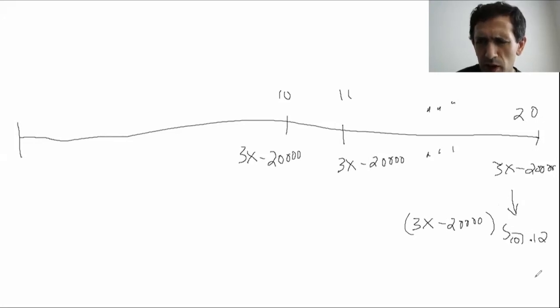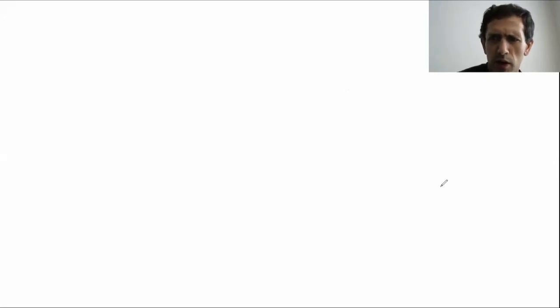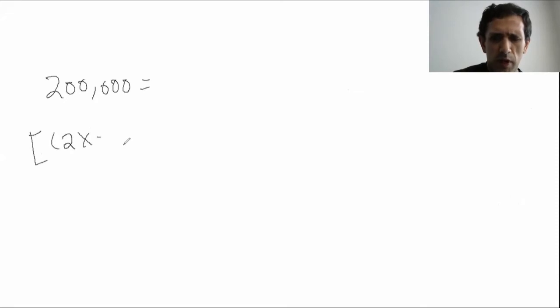S10.12. Okay, so, right, so what do we have? We'll just add up the two accumulated values, and they have to be $200,000, the principal on this loan. So 200,000 is 2x minus 20,000.